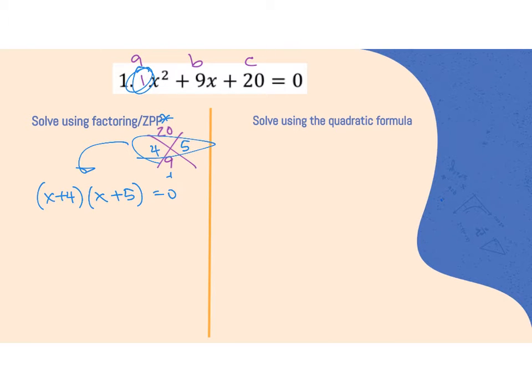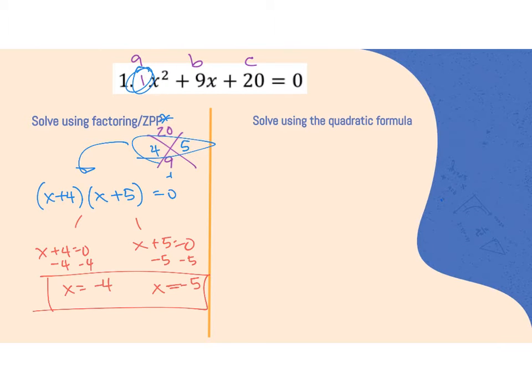Then from there, that's where I split them and use the zero product property. So I have x plus 4 equals 0 and x plus 5 equals 0. And then I subtract the 4, get x equals negative 4, subtract the 5, and get x equals negative 5. Okay, so those are my 2 solutions there when I factor them and use the zero product property.